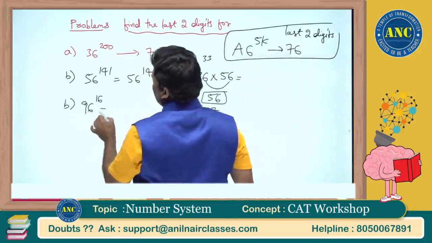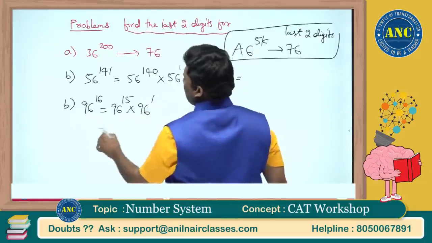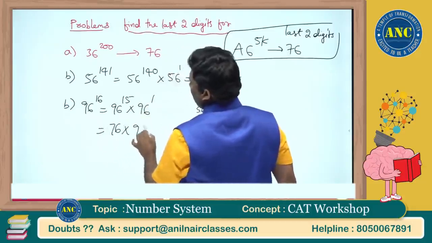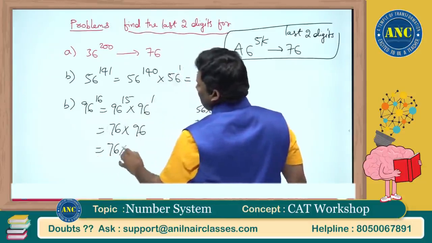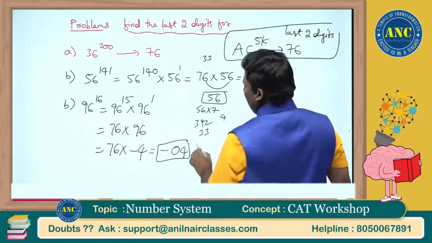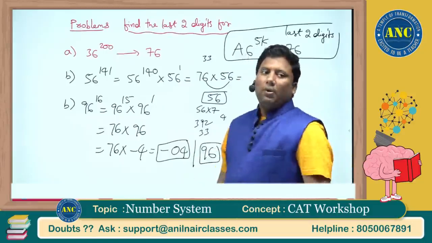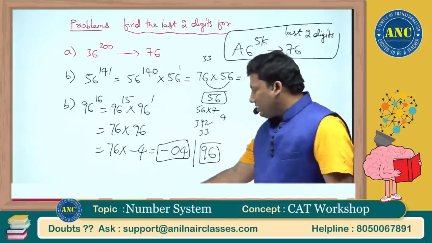96 power 16. It is 96 power 15 into 96. It is 76 into 96. 96 divided by 100 gives a negative remainder of minus 04. The positive remainder is 96.